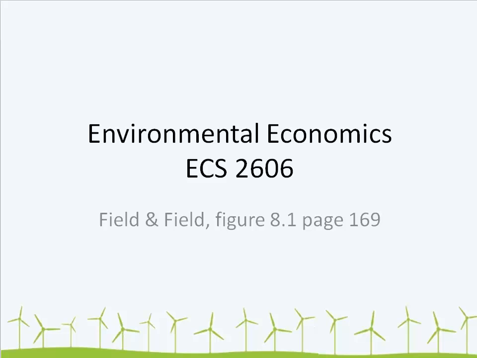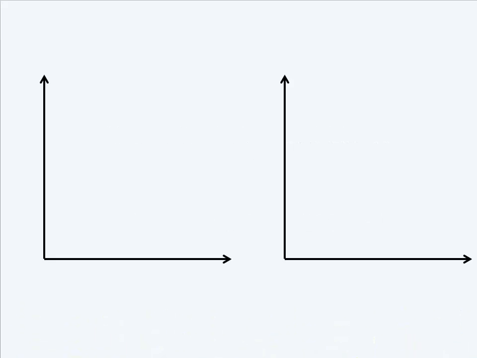We are looking at figure 8.1, page 169 of your textbook. What this figure tries to show you is that different types of industries are affected differently by environmental policies because the demand is different, right?